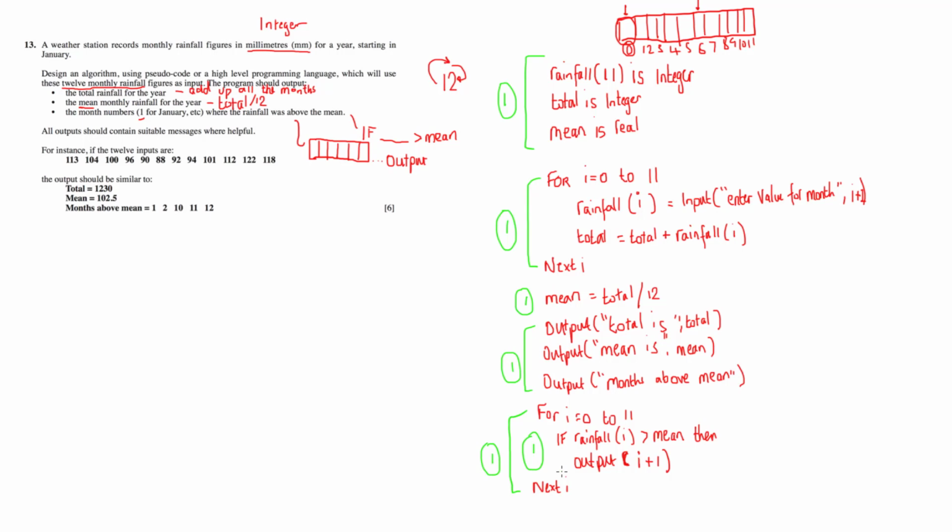So have we done everything we need to? Well, yes, we have. We have outputted the total rainfall for the year, the mean monthly rainfall for the year, and we've outputted the month numbers exactly like provided in our test data. So join me in the next video while we turn this pseudocode into Python code.